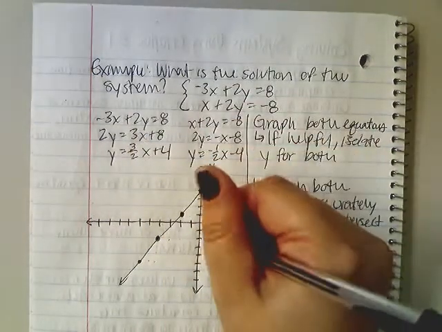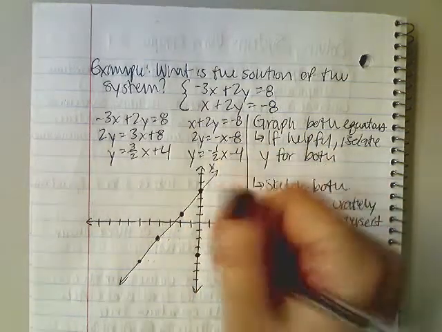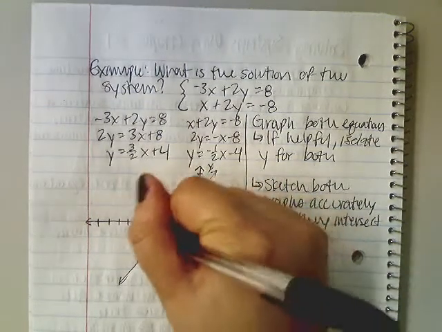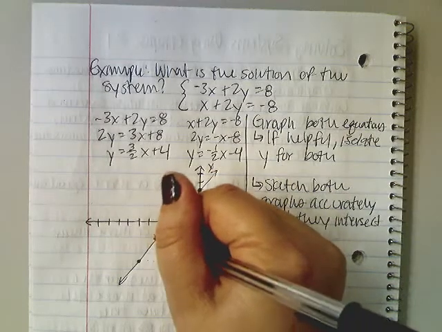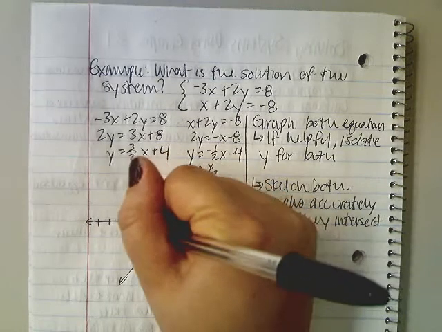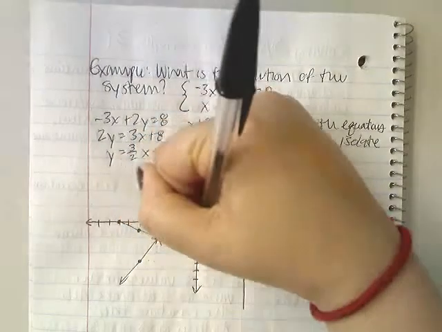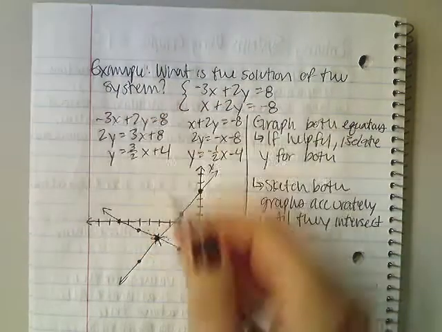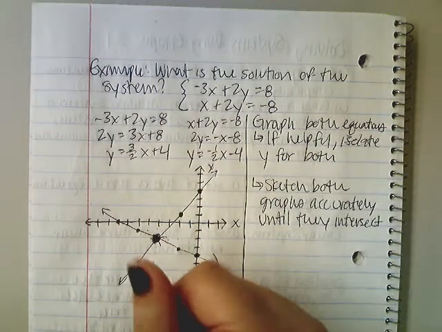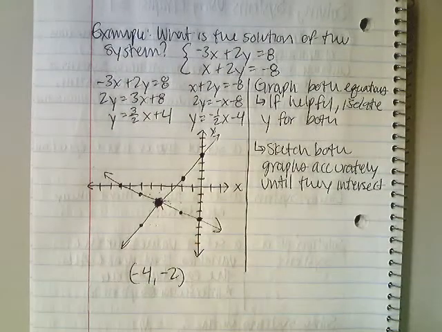Our second line has a y-intercept of negative 4, 1, 2, 3, 4. So I'm going to start there, and it has a negative slope. So it goes down 1, over 2. Goes up 1 over 2. And so there I can see my intersection point. It's right here, but I'm going to graph a little further just for good measure. So I have my full line that I can see. But the point is, this is our intersection point, and it is at negative 4, negative 2.